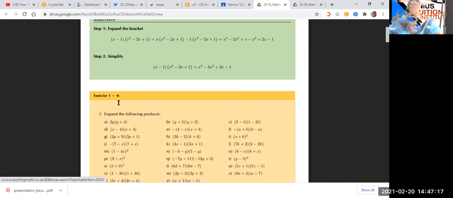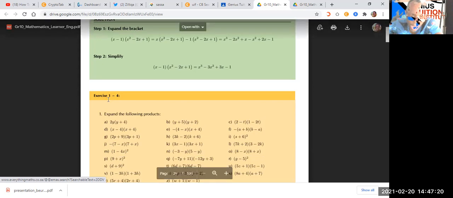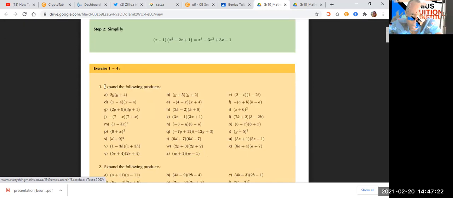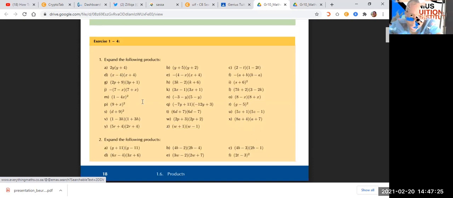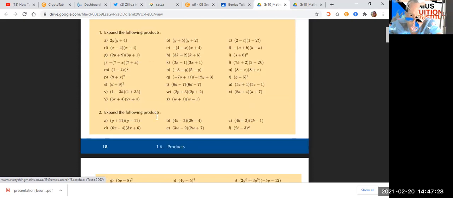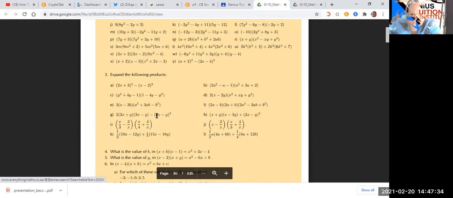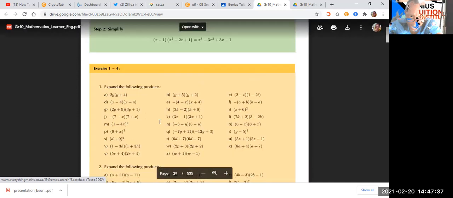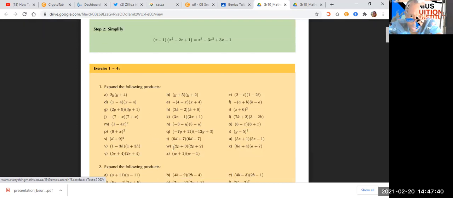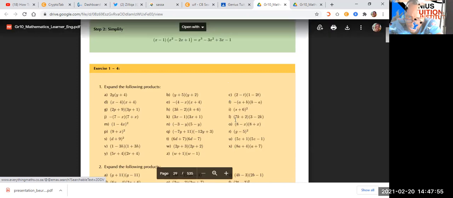Now, you are going to do exercise one. It's exercises 1 to 4. That will be for the whole week. Now, for Monday, starting from today, number 1: today you do A up to Y. Tomorrow, B up to Z, and on Monday you do the rest, that will be C to X. That is how we are going to do it.